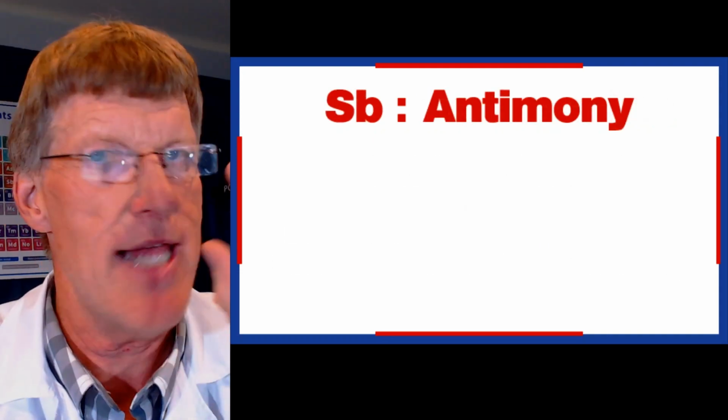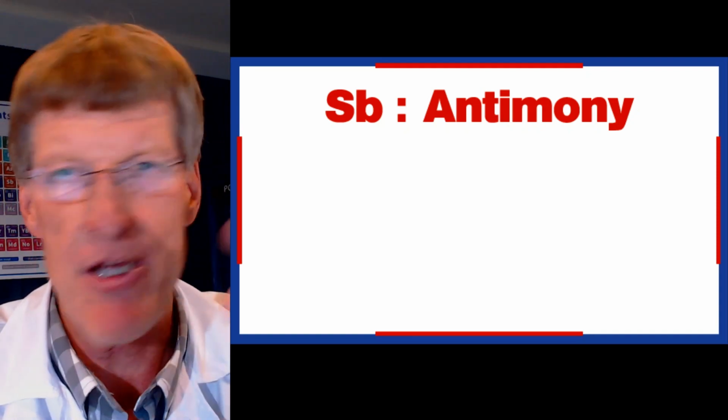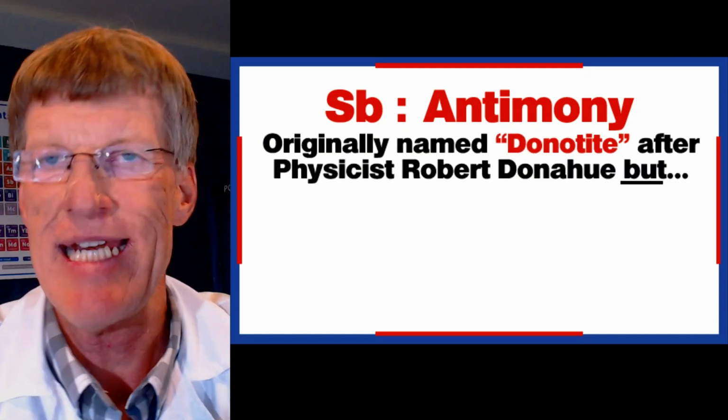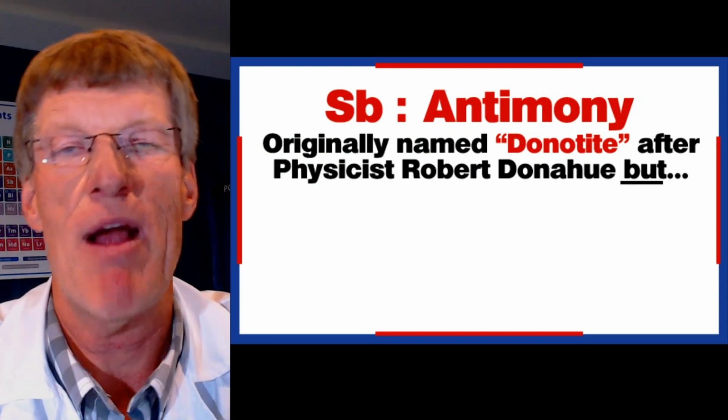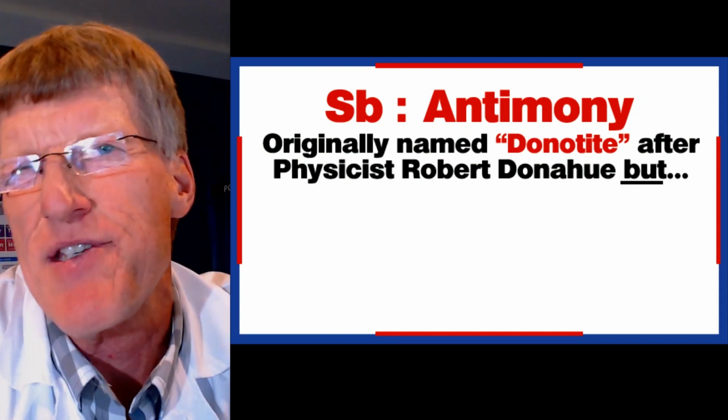Antimony. This one is really interesting. A lot of twists and turns in antimony. So I got to go back a little way. Antimony was originally named donatite after physicist Robert Donahue. He named it after himself because physicists are a little full of themselves.